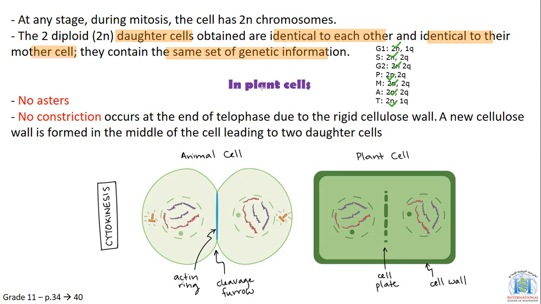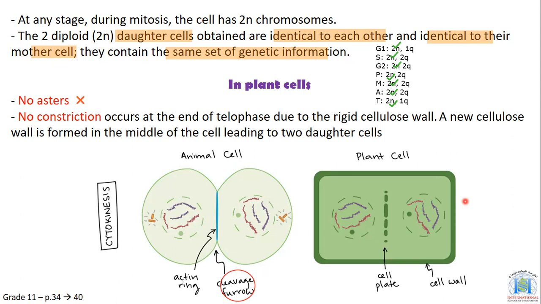Okay? There is a little bit of difference between plant cell mitosis and animal cell mitosis, which is that in plant cells there are no asters and no cleavage furrow. Okay? Here in animal cells, we can clearly see that there is a cleavage furrow splitting the cell into 2 daughter cells. Okay? But in plant cells, this does not happen. Instead, a cell plate appears at the middle and splits the mother cell into 2 daughter cells. Okay? This is all about mitosis.